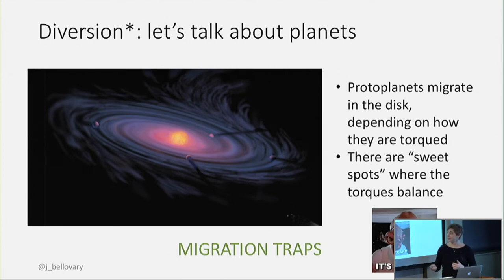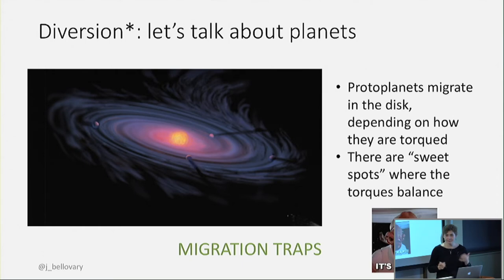And one idea is that there are some sort of sweet spots where the torques actually balance out. So you've got your outward torque and your inward torque, and they're going to cancel out at particular radii, which are called migration traps. So the idea is that mass can build up at those migration traps, and that really helps in planet formation because there are some troubles in planet formation where you need to form your planets really quickly before your protoplanetary disk gets blown away by the radiation from the star, and so if you have a way to speed that up, that is helpful. So this is the kind of background idea that we're going with here.